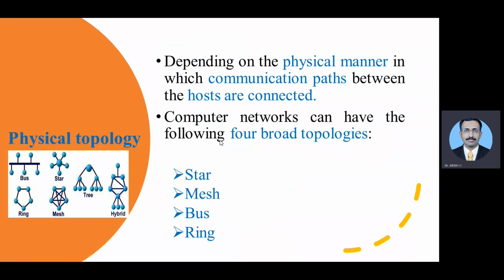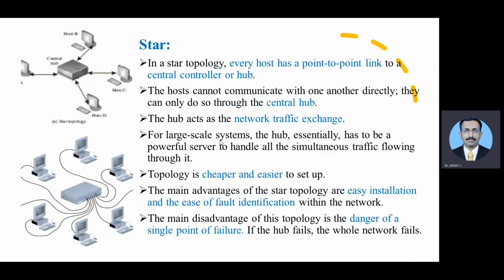Correct. So all the subsystems are connected to the single main system, right? So we are going to see that. So first one is star topology. So in the star topology, what you can see is every host has a point-to-point link to a central control hub. So you can see that I am at the center and you are all surrounded around me. So that is what you can call a star topology.